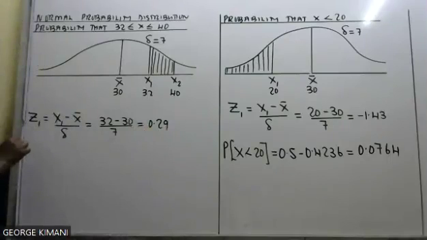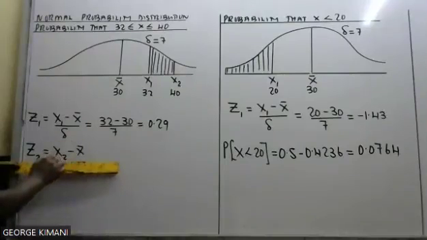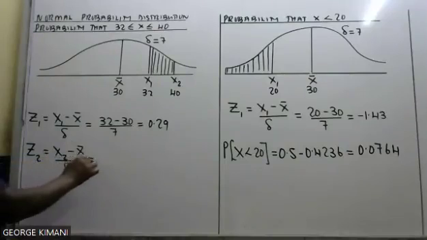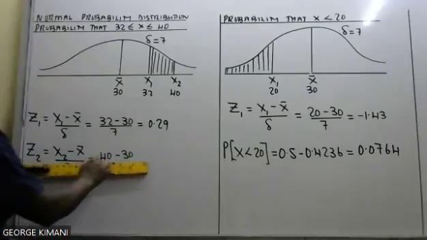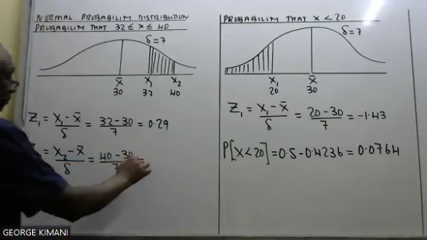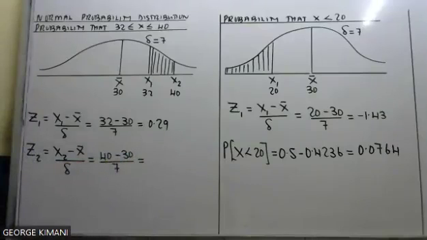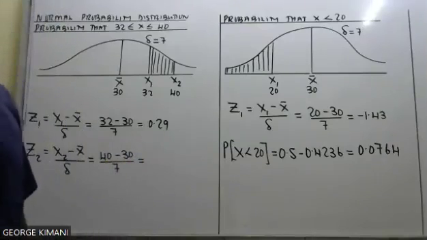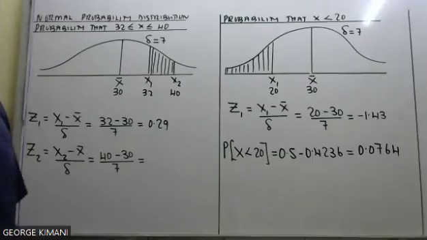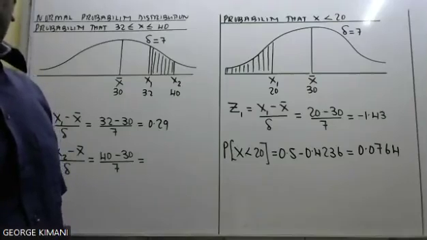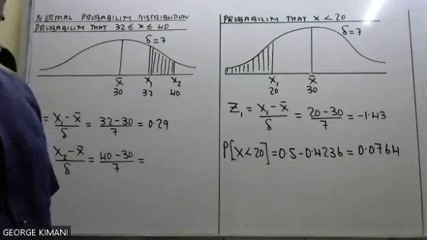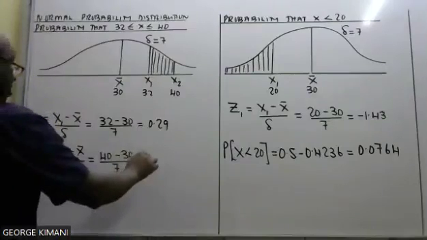Okay. Let's get Z2. Z2 is X2 minus X bar. You divide by standard deviation. This is 40 minus 30. You divide by 7. Again, give me to 2 decimals. To 2 decimals, Mora, check your answer. Oh, good. I can see it now. Good. 1.43.